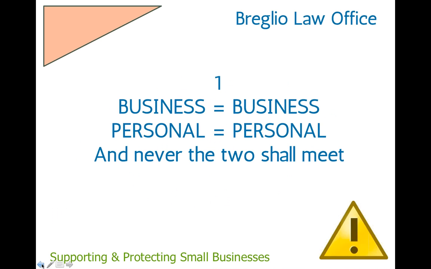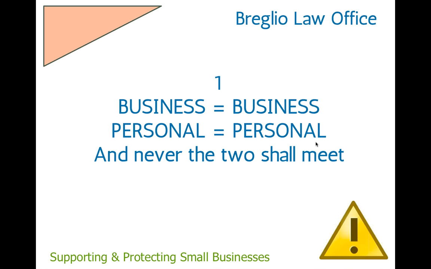Okay. Some big things about corporate governance, and we've got a few minutes, so I will go on with this. First thing to remember, business equals business, personal equals personal, and never the two shall meet, okay? Just learn it, live it. This is gospel. Business expenses get paid out of the business account. Personal expenses get paid out of your personal account, period. Don't ever pay personal expenses out of the business or vice versa.